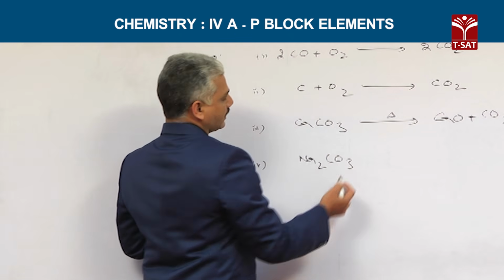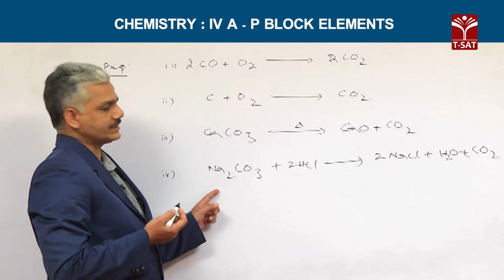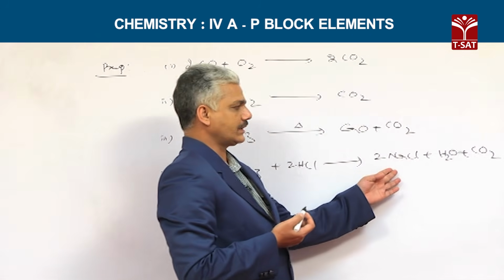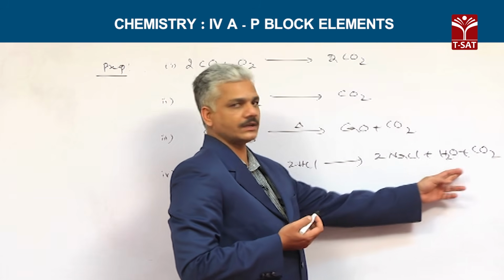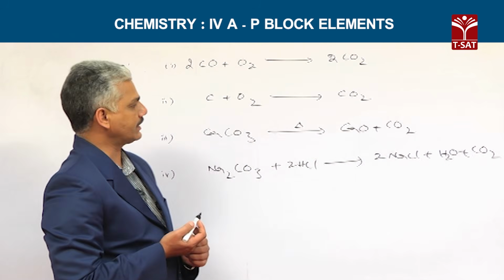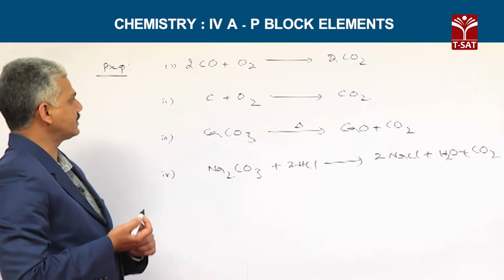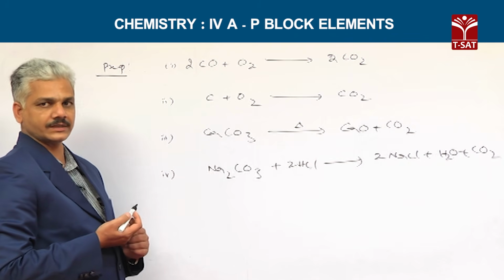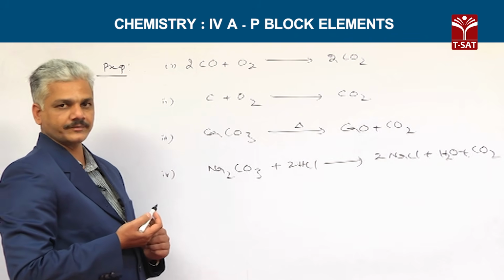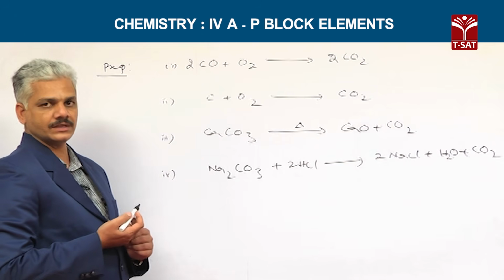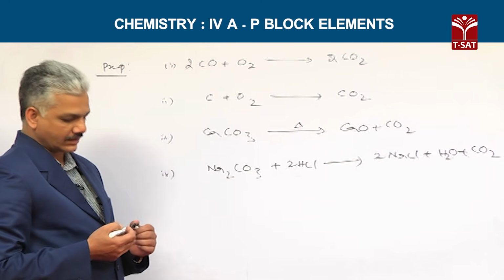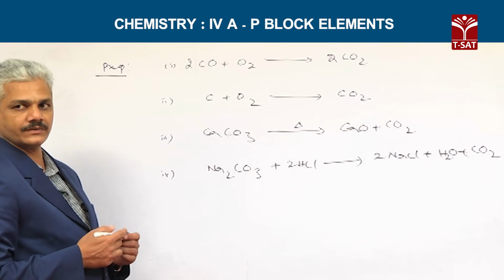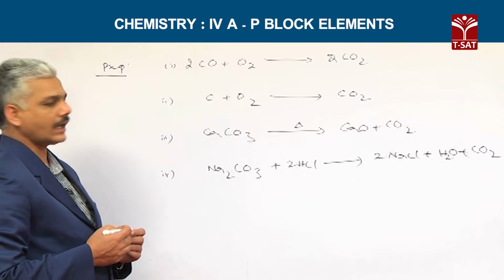For example, when sodium carbonate is made to react with dilute hydrochloric acid, we get sodium chloride, water and carbon dioxide as the products. These are the various methods used for the preparation of carbon dioxide in the laboratory. In nature, carbon dioxide is formed by the combustion of fossil fuels and by the process of respiration of animals.